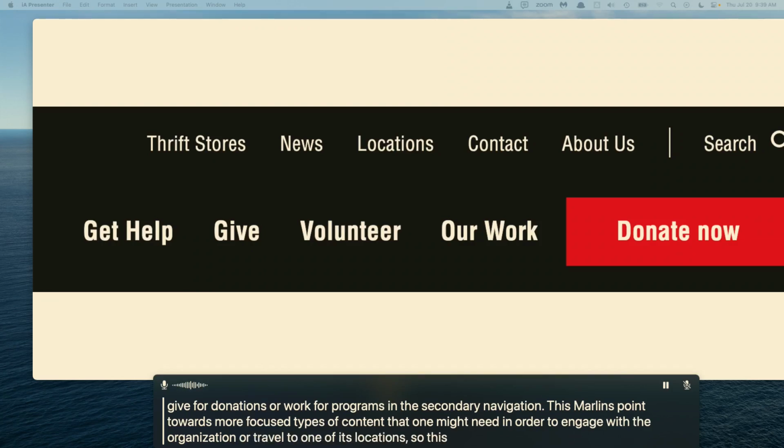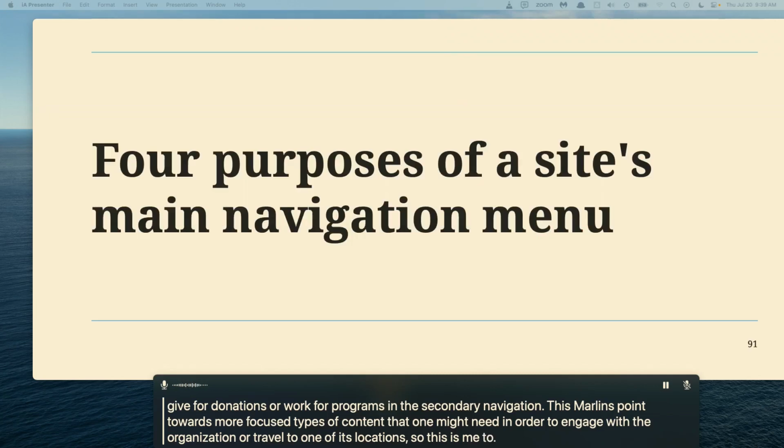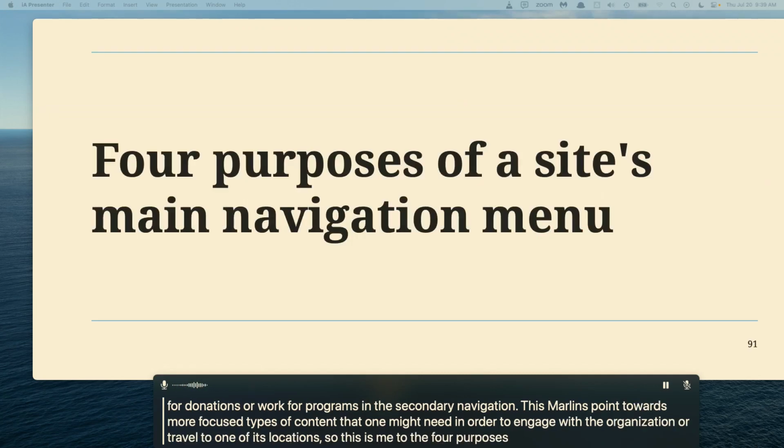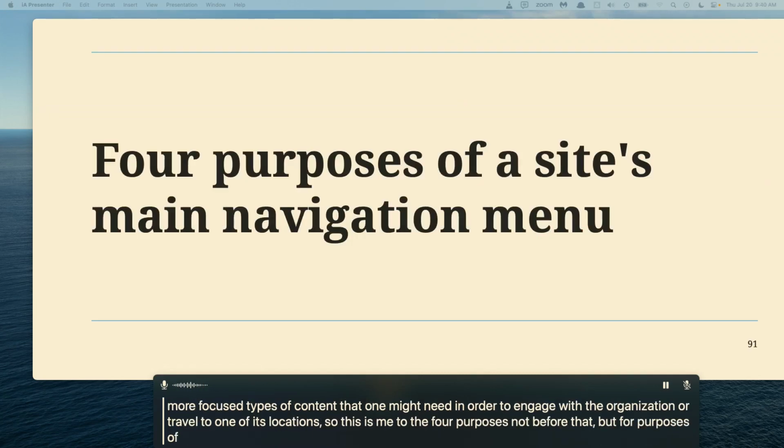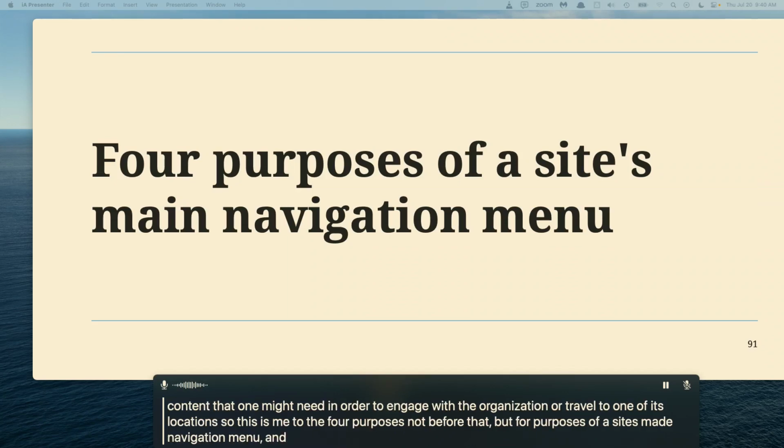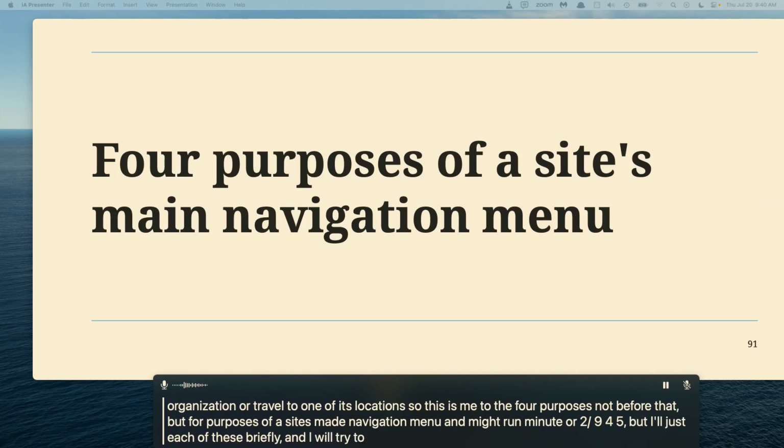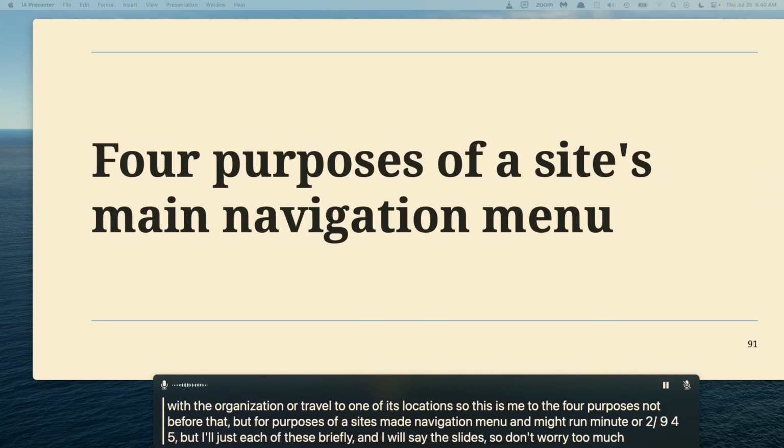So this leads me to the 4 purposes of a site's main navigation menu. And I might run a little minute or two over 9:45. But I'll address each of these briefly, and I will share the slides, so don't worry too much about remembering all the details.